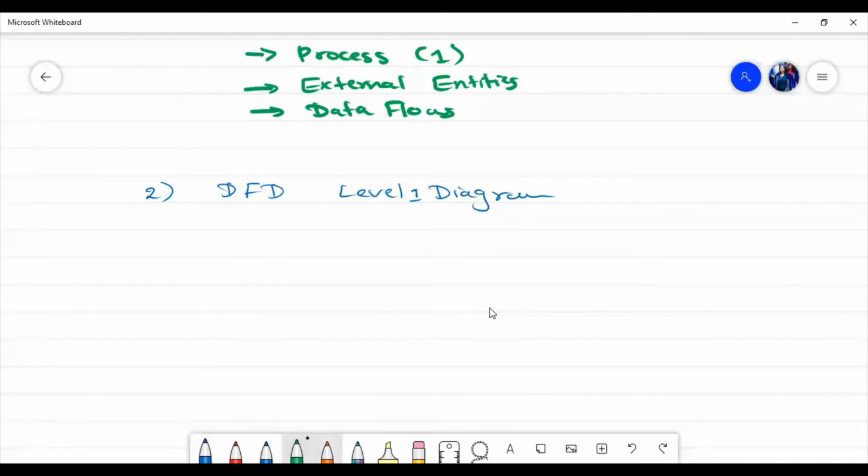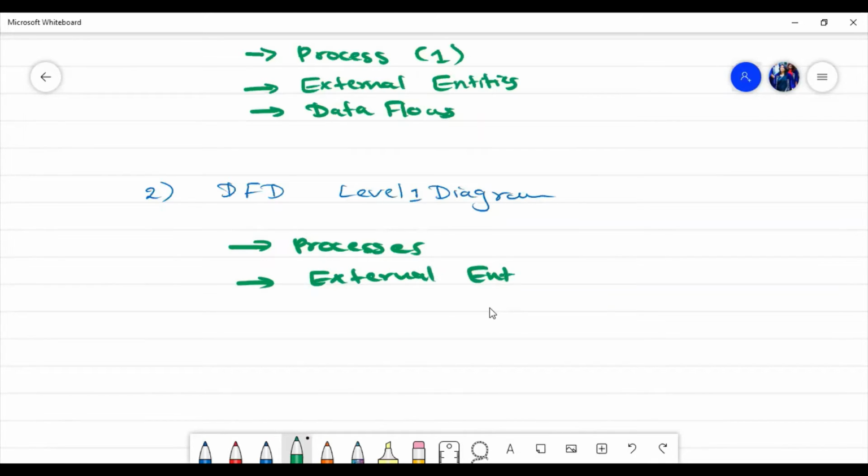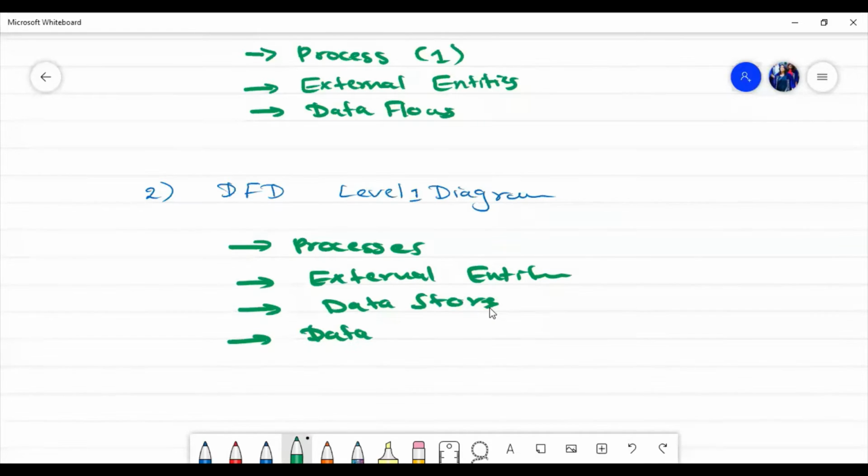So in that case, we have many processes, and then external entities, and we have data stores as well, and we have data flows as well. Okay, so in the level 1 diagram, we have to use many processes, not just one, right? Minimum actually 3 processes, right? And external entities, data stores, and the data flows are available, right? So that is the level 1.